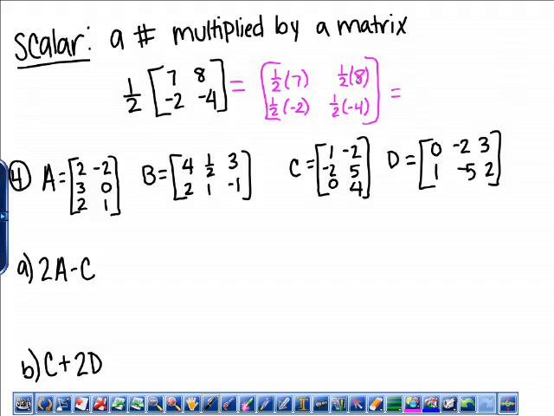And again, you don't have to write out each of these steps. I'm just doing it so that it's going to be as clear as possible when you go back and look. All right, what's 1/2 times 7? 1/2 times 8? 1/2 times -2? And 1/2 times -4. Good. All right, take a sec and copy down the matrices for number 4, please.